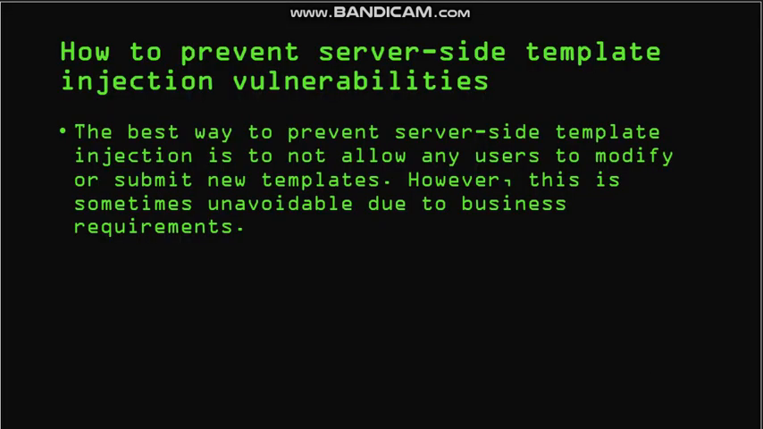How to prevent server-side template injection vulnerabilities. The best way to prevent server-side template injection is to not allow any users to modify or submit new templates. However, this is sometimes unavoidable due to business requirements. One of the simplest ways to avoid introducing server-side template injection vulnerabilities is to always use a logic-less template engine, such as Mustache, unless absolutely necessary. Separating the logic from presentation as much as possible can greatly reduce your exposure to the most dangerous template-based attacks.